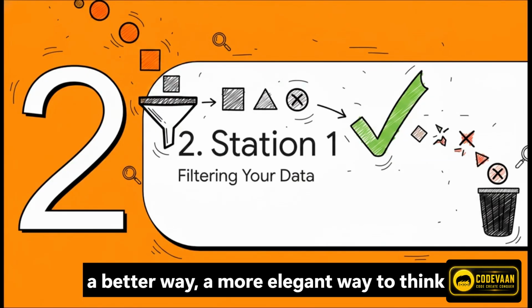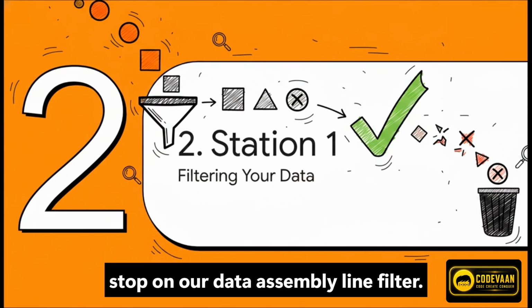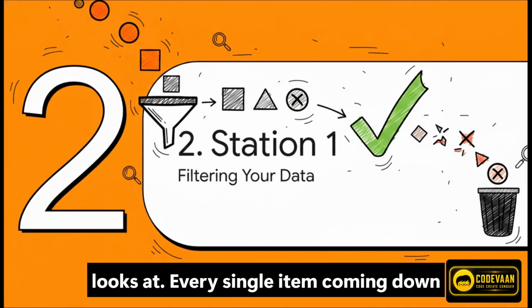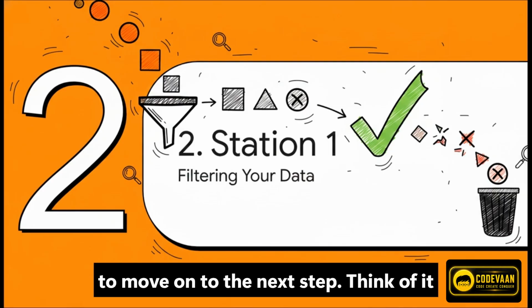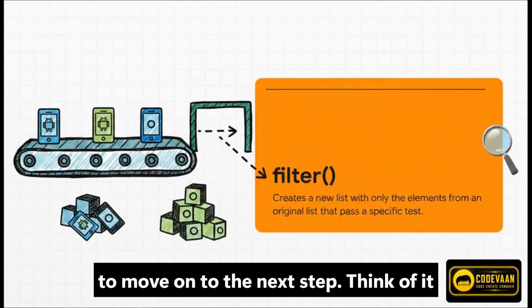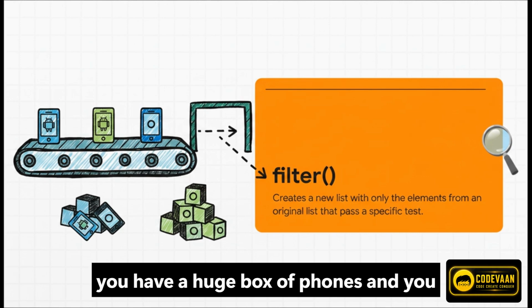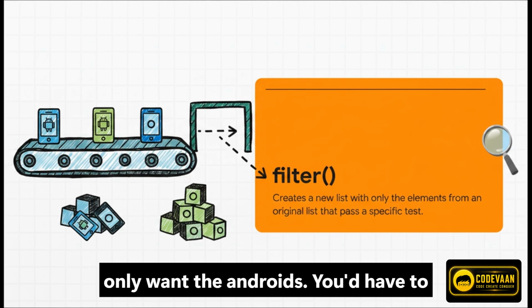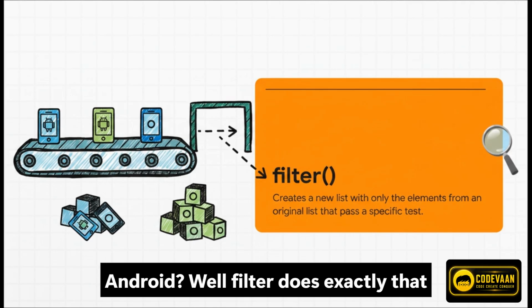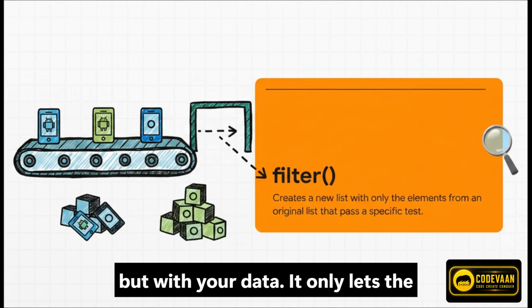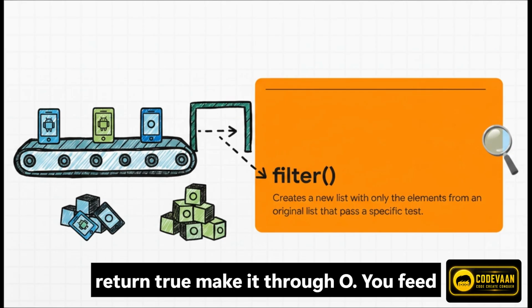Let's move on to the first stop on our data assembly line: filter. Its entire job is quality control. It looks at every single item coming down the line and decides if it's good enough to move on to the next step. Think of it like a sorter on a conveyor belt. Imagine you have a huge box of phones and you only want the Androids. You'd have to pick up each one and ask, is this an Android? Well, filter does exactly that, but with your data. It only lets the items that pass your test, the ones that return true, make it through.